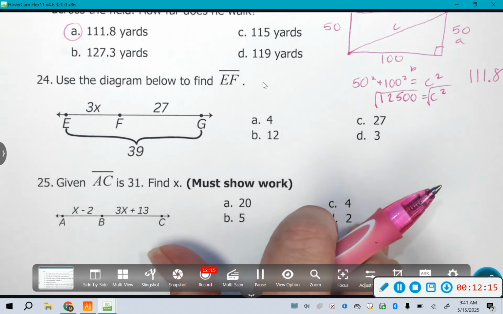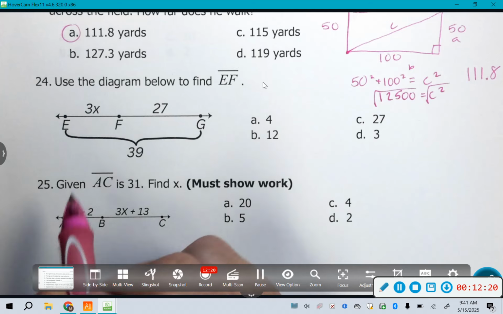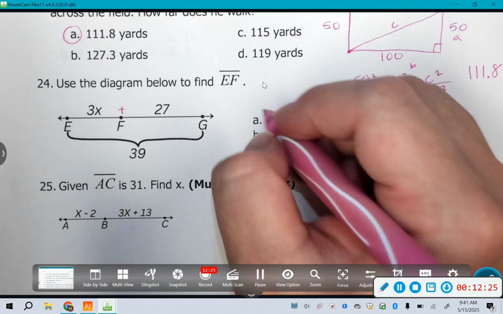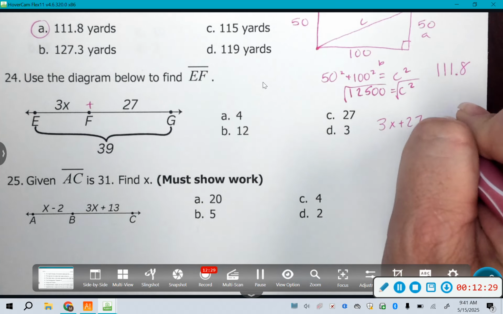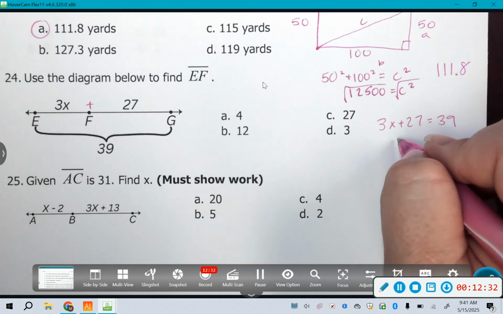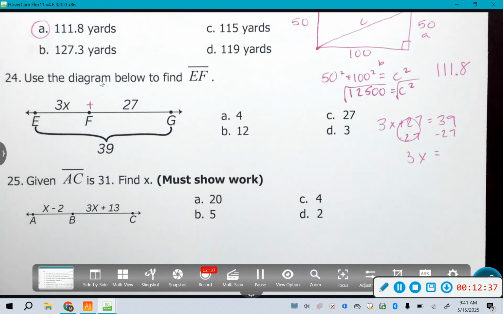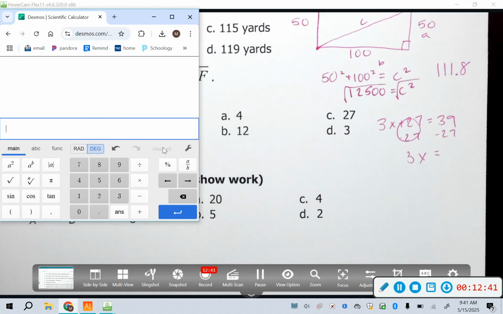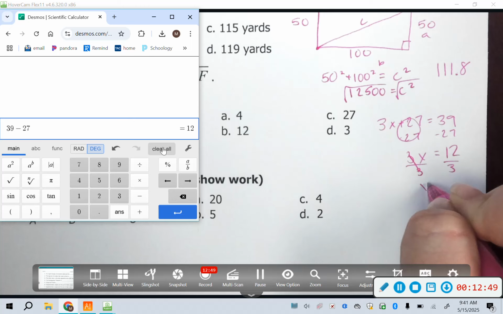Okay, here says use the diagram below to find EF. So if I know these two combined equal 39, so we get 3x equals 39, and we're going to solve for x. So minus 27. Use our calculator. So 39 minus 27 is 12. Divide both sides by 3, and we get x equals 4.